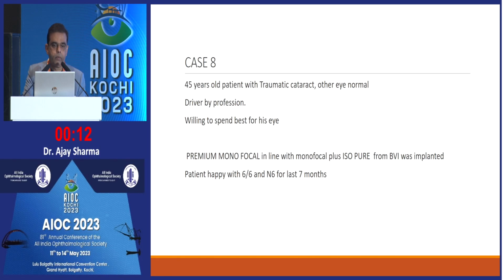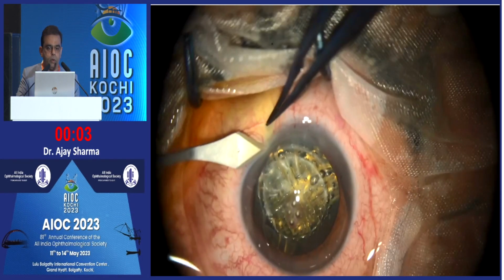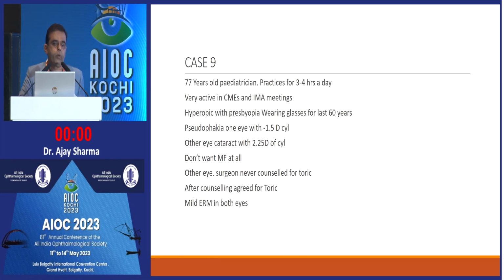Last is a case of a patient who has a traumatic cataract. No, this is the same. We have used another monofocal here, monofocal plus. This is interesting: a 77-year-old, my senior, a pediatrician, who practices 3-4 hours a day, very active in participating in the IMA activities and meetings and all, and has been hyperopic, wearing glasses for 60 years. Now, pseudophakic in one eye, the doctor never told him about a cylinder of 1.5 which he is still carrying. The other eye has a cataract with a cylinder of 2.25, and he doesn't want a multifocal lens. The patient is very categorical, and we also don't want to give it because there is a mild ERM in both the eyes.